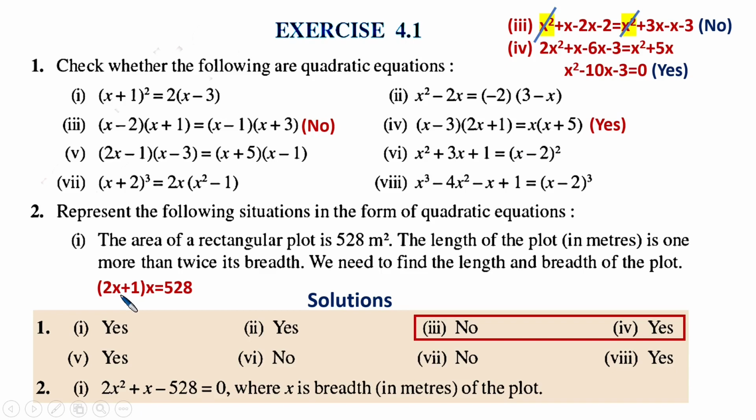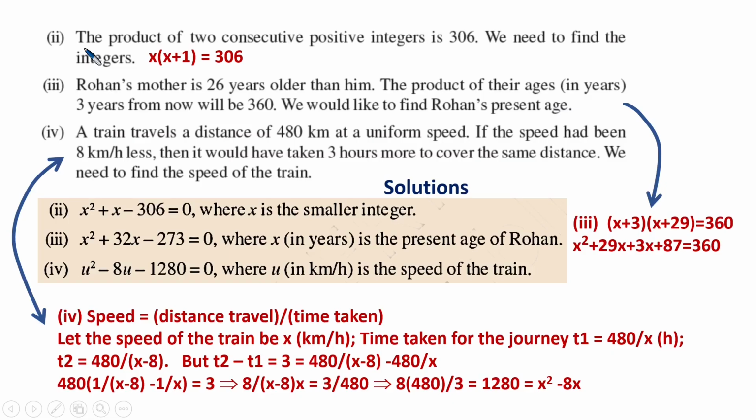So this is a quadratic equation, that is 2x square plus x minus 528 equal to 0, and it is written here. This is again cut and pasted from your textbook. Here it is. Second, the product of two consecutive positive integers is 306. We need to find the integers.